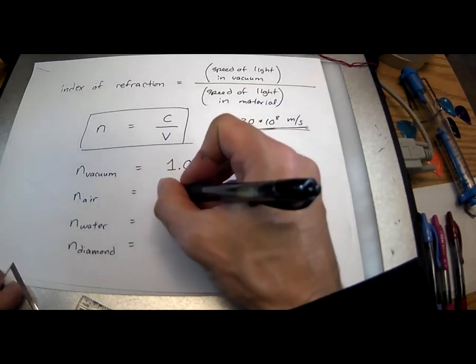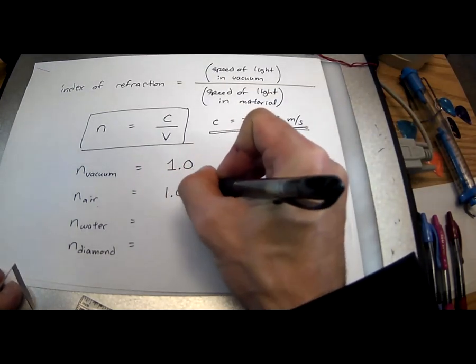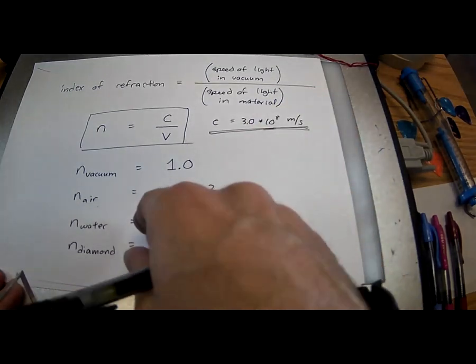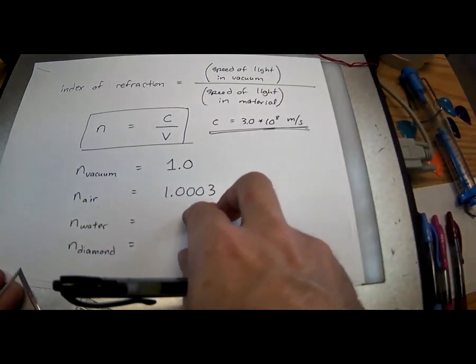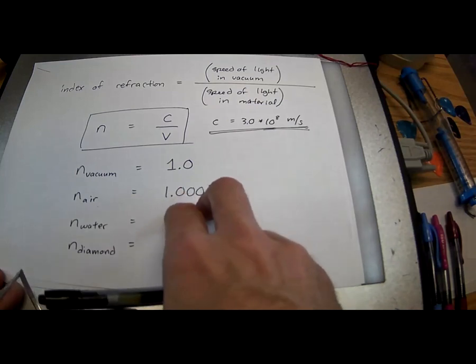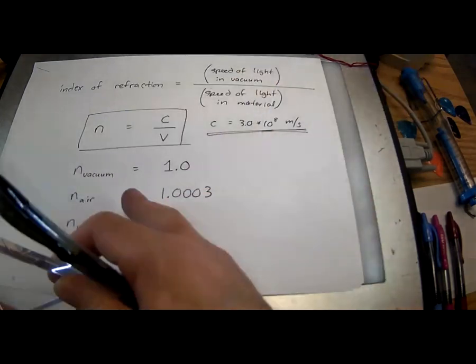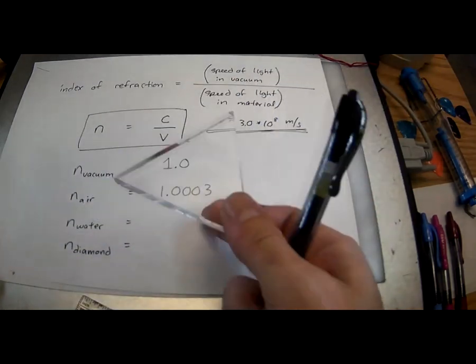Here's the actual number for it. It's like 1.0003. Now that's extremely close to 1. So does light really slow down or refract in air? Maybe a tiny bit, hardly. Later on, when we do this lab, I'm going to call the index of refraction of air just equal to 1, because basically it is.